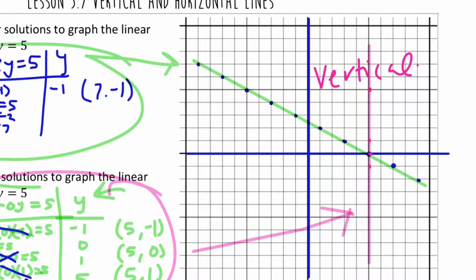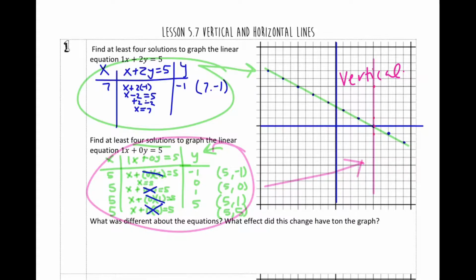It's called a vertical line. It's a line that goes straight up and down. Okay? So I want you to now, seeing that obviously these two equations gave us very different lines, I want you to take a look at the two equations side by side.